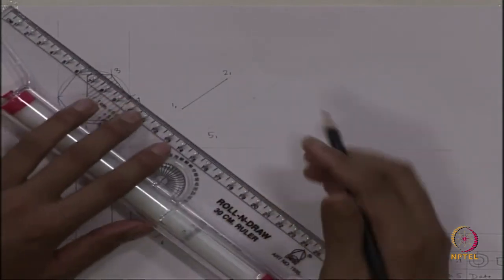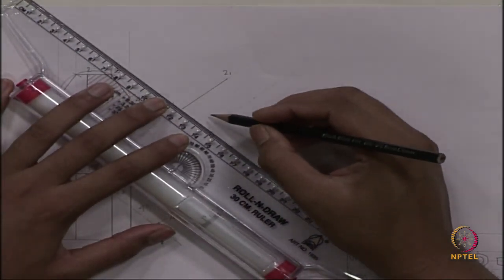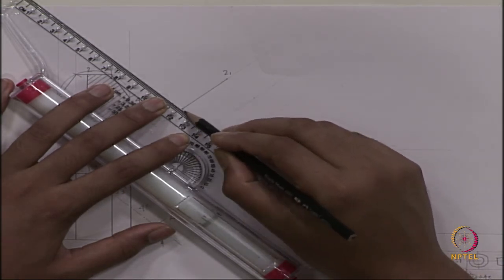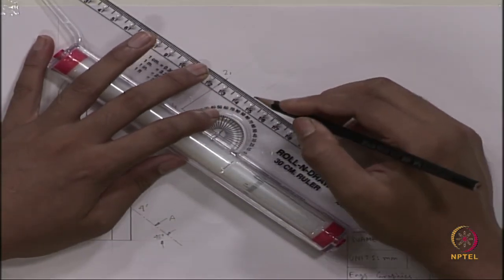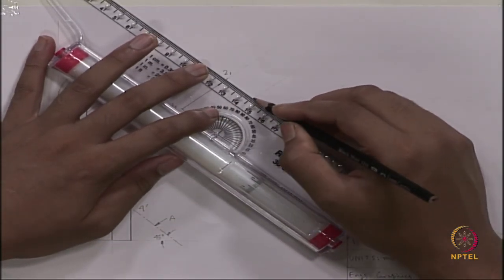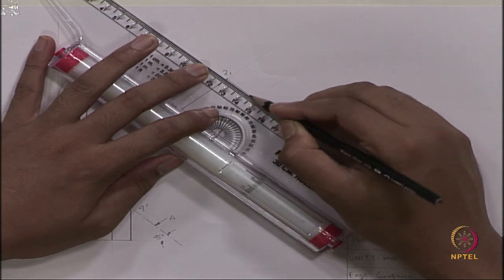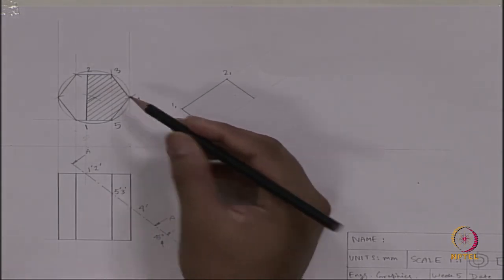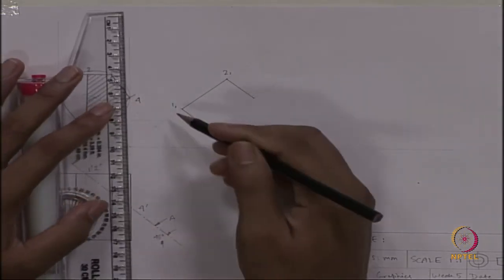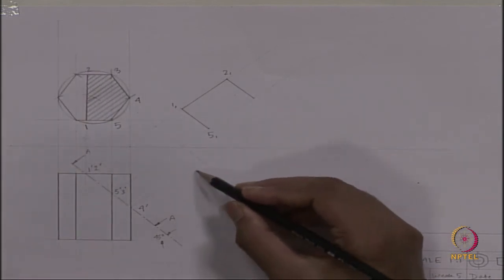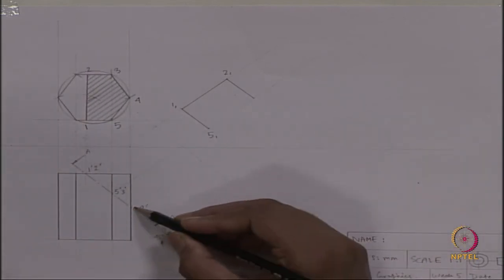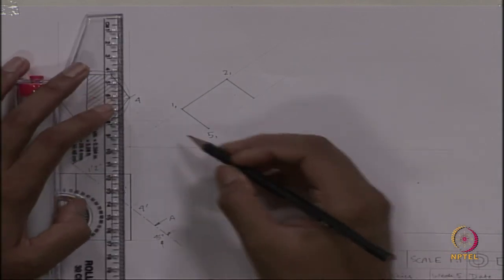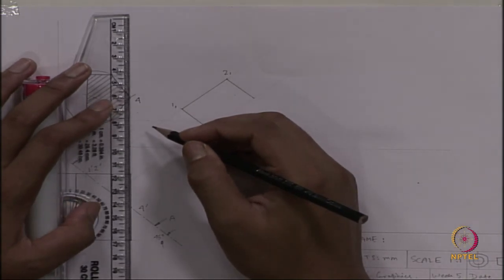So, we have to join point 1 and 5, point 2 and 3. The rest is point 4. The position of point 4 will be on the projection line drawn from the front view, but the exact location of the point we have to get using the distance from the top view.